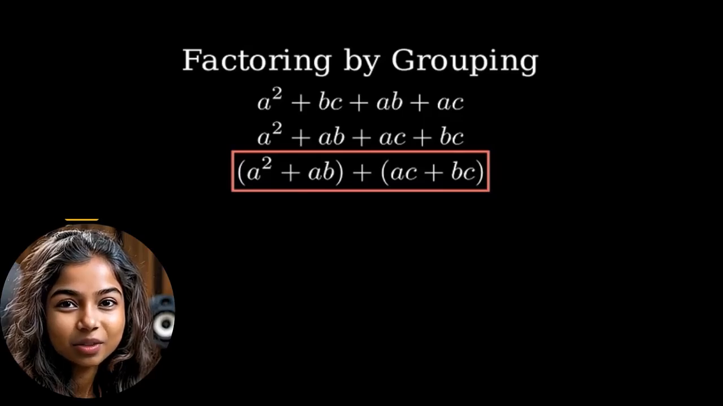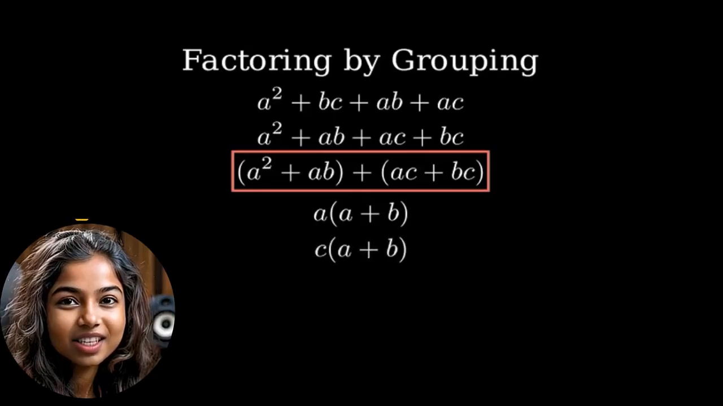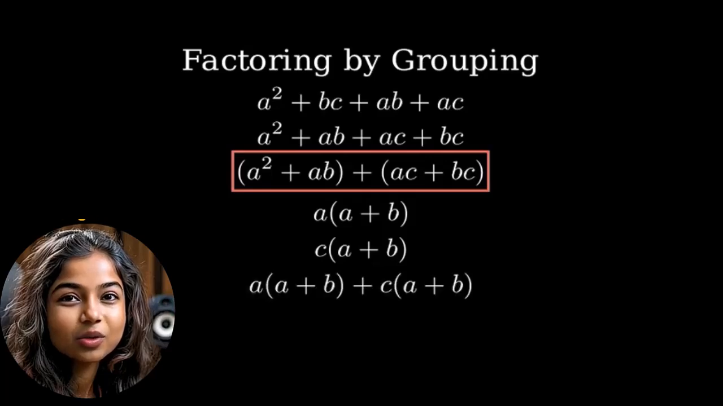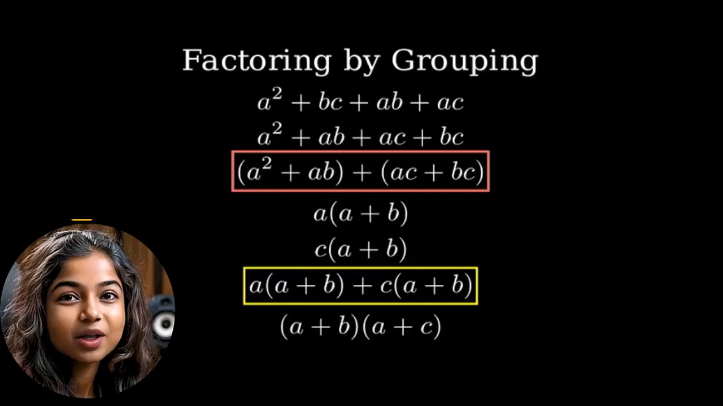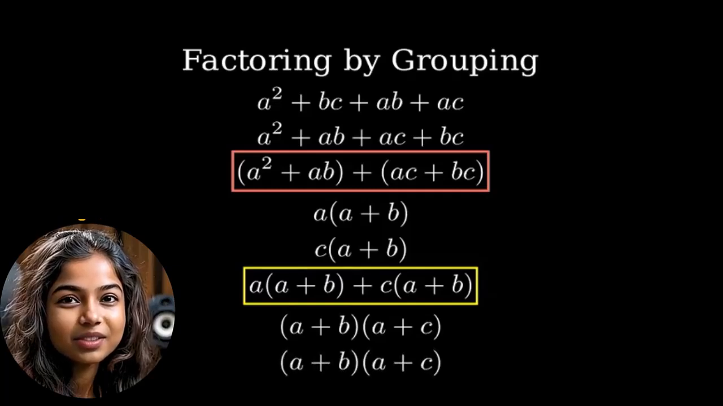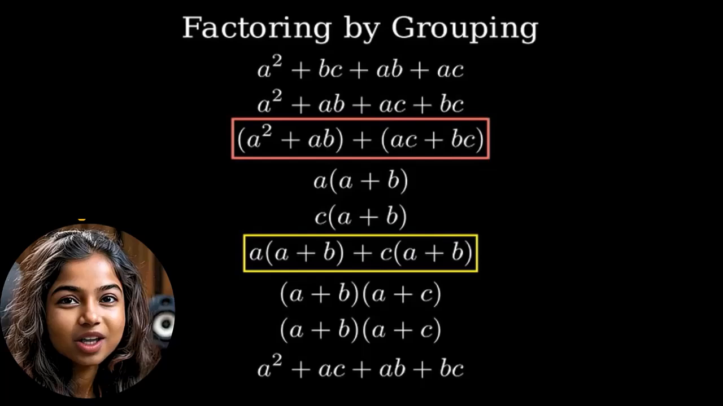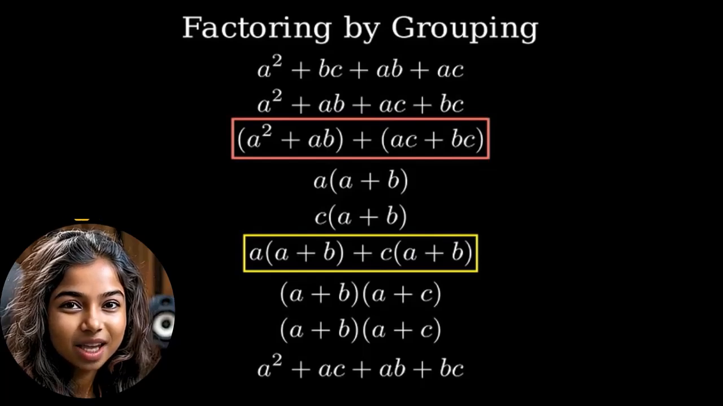Let's factor out common terms from each group. In the first group, a squared plus a, we can factor out an a. In the second group, ac plus bc, we can factor out c. Now, we can rewrite our expression as a times the quantity a plus b, plus c times the quantity a plus b. Notice the common factor, a plus b. Factoring out a plus b, we get a plus b times a plus c. Let's verify by expanding. A plus b times a plus c equals a squared plus ac plus a plus bc. This matches our original expression, confirming our factoring.